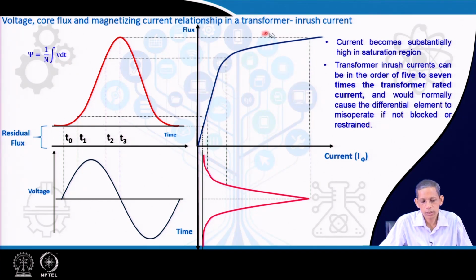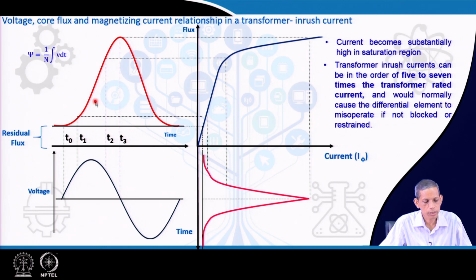Now, this is our BH kind of thing. B corresponds to flux and H corresponds to the magnetizing current I phi. So, assume this part of that BH curve in this positive half. Then each point of this voltage we can relate to the corresponding flux linkage, and from the flux linkage we can correlate to the corresponding current associated with the shunt branch, the magnetizing current.